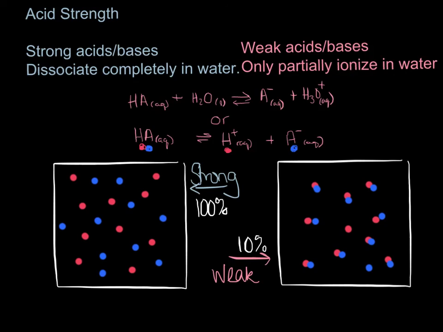Now, this is not to be confused with the terms concentrated and dilute. You can have dilute strong acids and concentrated weak acids. They're talking about different things. So the important thing to realize is that weak acids are not going to ionize as completely as a strong acid. Often strong acids are shown with only a single-headed arrow in the forwards direction.